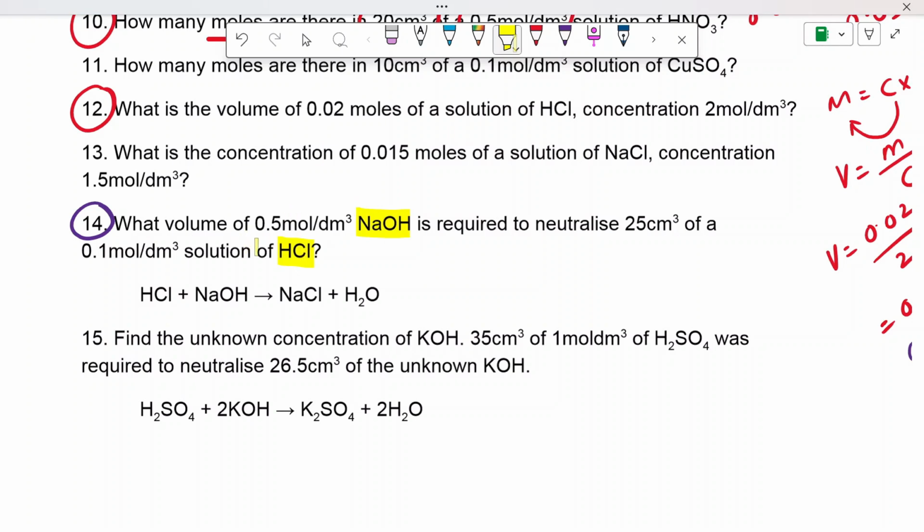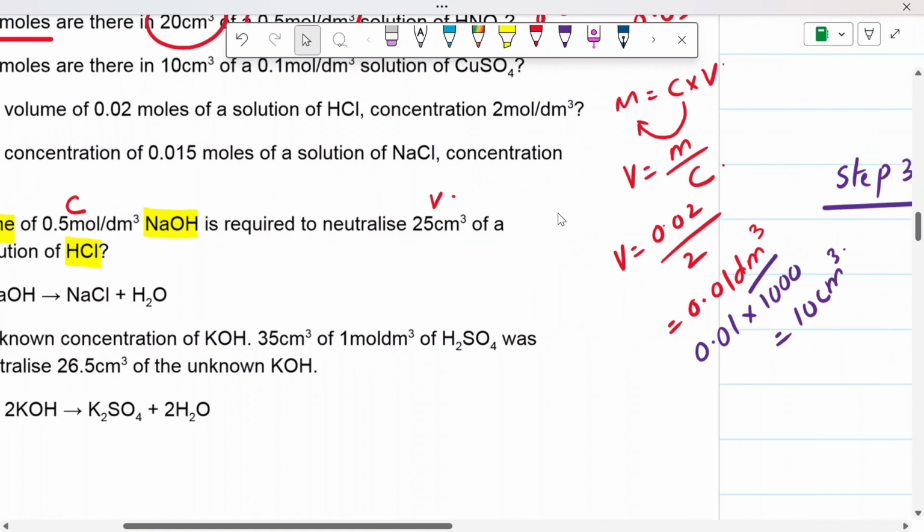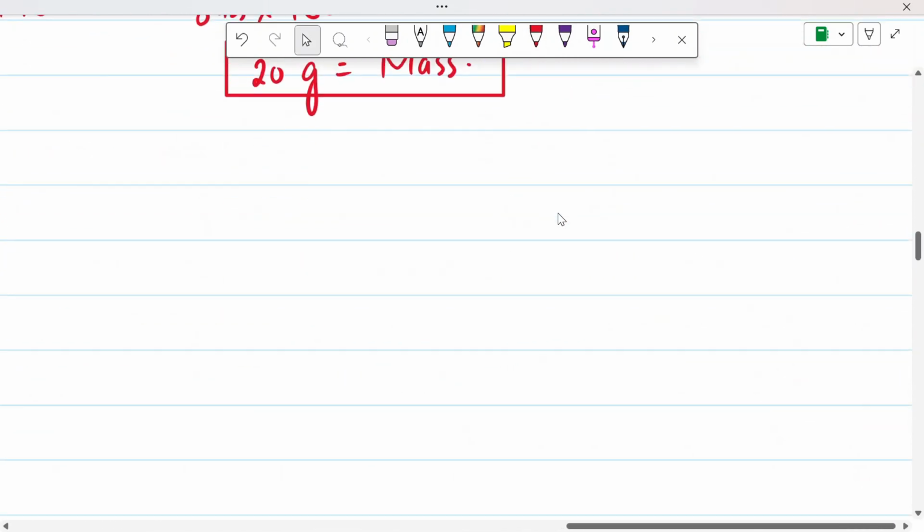To calculate the volume, right? What volume? Can you quickly point out all the concentrations given to you? How many concentrations are given to you? This one is the concentration, this one is the concentration, and this one is the volume. Okay. So let me just rewrite this question in a separate space for you.